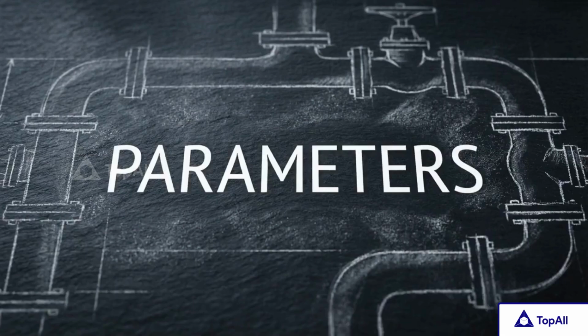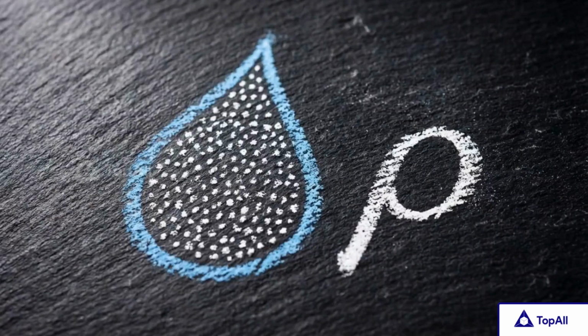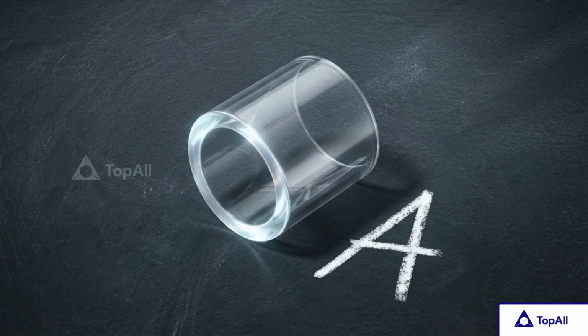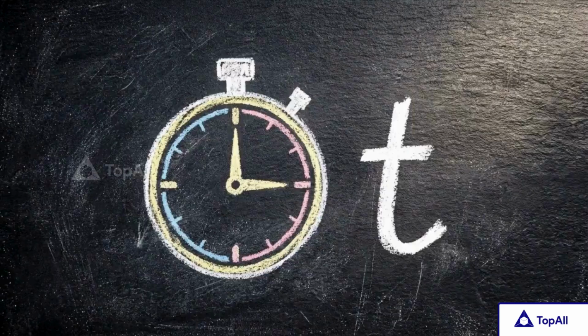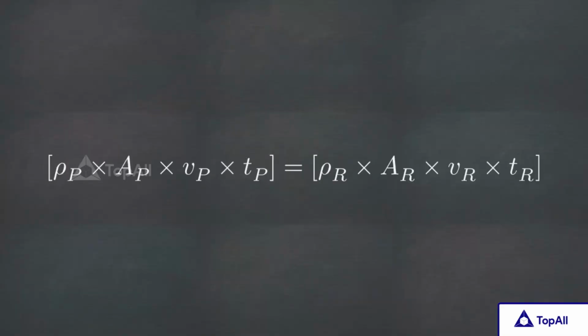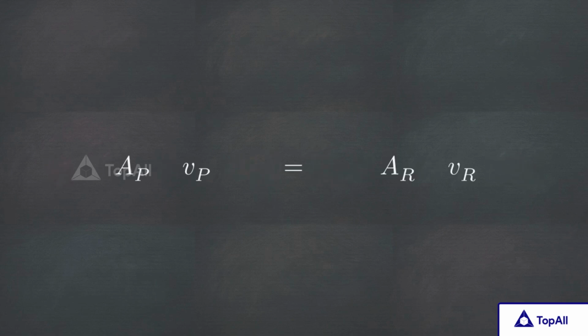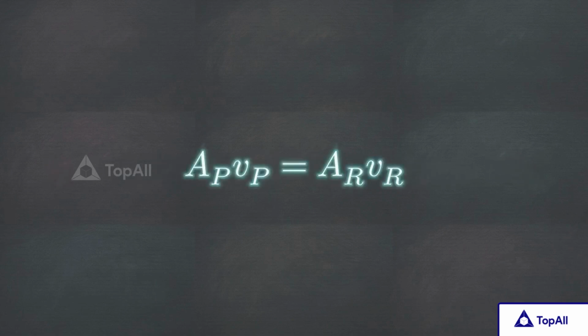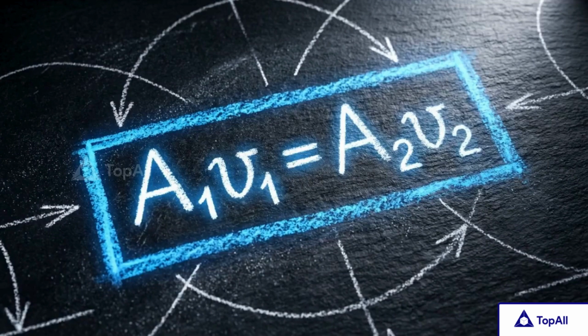We can calculate this movement by looking at the variables that define the flowing mass: the fluid's density, the cross-sectional area of the pipe, the velocity of the flow, and the time interval. The mass passing point P equals the mass passing point R. Density is constant for incompressible fluids, and time is continuous, so they cancel out. What remains is the equation of continuity. Area times velocity always remains constant. This formula is a direct mathematical expression of mass conservation. It describes how a fluid must behave when its path is restricted.